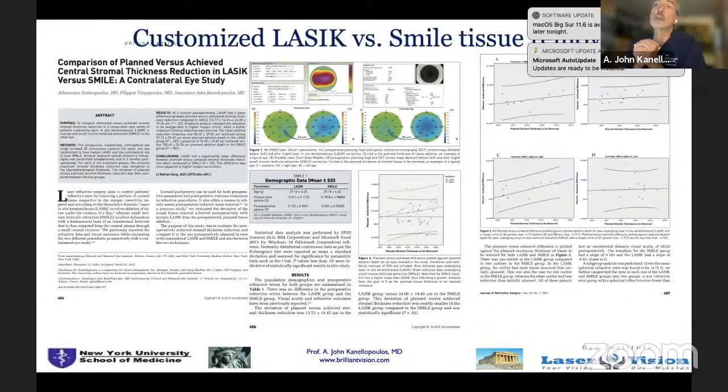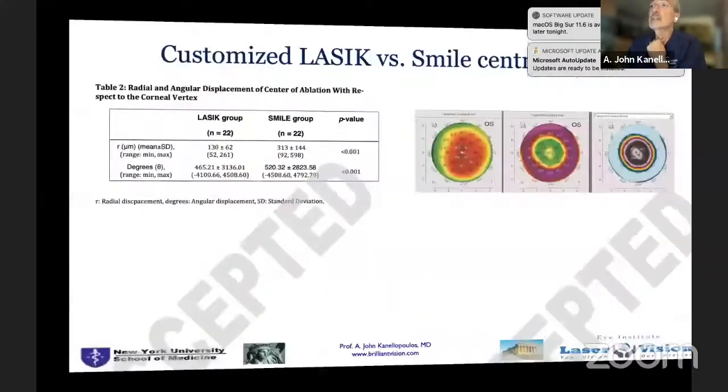We also showed that as far as the accuracy of tissue removed between the LASIK eyes and the SMILE eyes, LASIK, of course, is still more accurate than SMILE, so less refractive surprises in high myopes, which for SMILE means -5 to -8, maybe -10 if you're outside the US.